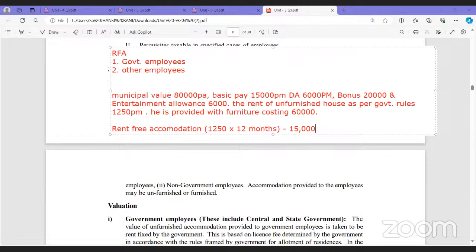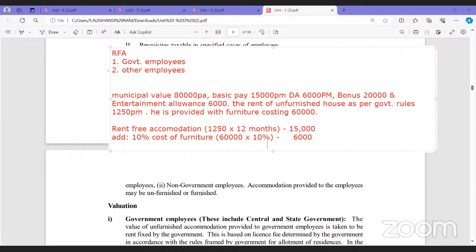But along with rent-free accommodation, what is being provided? Furniture is also provided in that house. So whenever furniture is given, we will add 10% of the cost of furniture. What is the furniture value? It is given as 60,000. That 10% comes to 6,000. So 15,000 plus 6,000, we will add. So the rent-free accommodation value is 21,000.